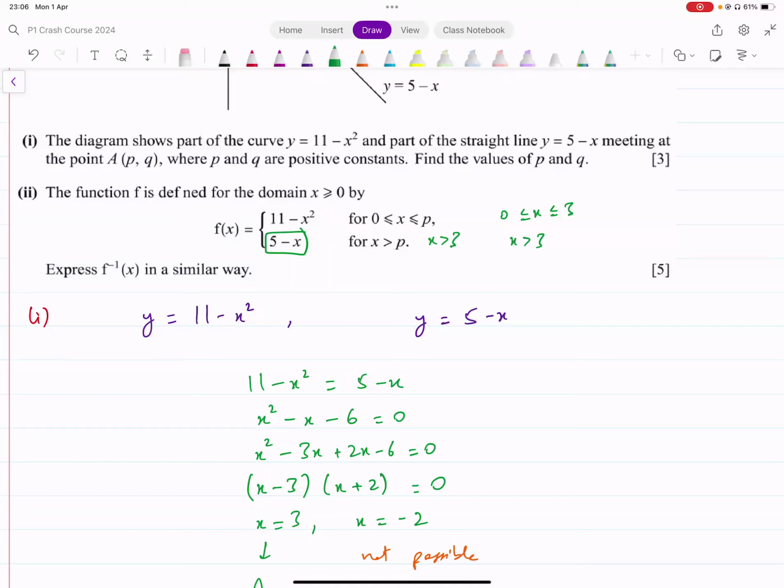Whenever the value of x is between 0 and 3, this operation is applied. When it's greater than 3, the second operation is applied. So these expressions are valid for different values of x. So f of x is equal to this whole thing. That's how it's defined. For one range, one domain, it's going to apply this operation, 11 minus x squared. And for the rest of the domain, it's going to apply this operation. Okay.